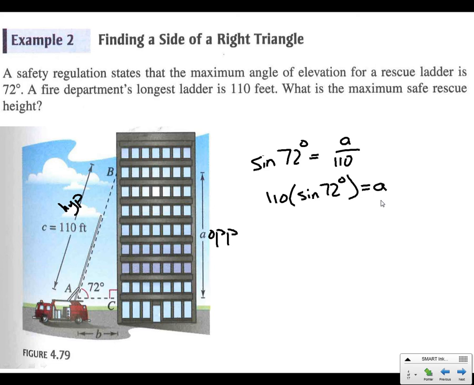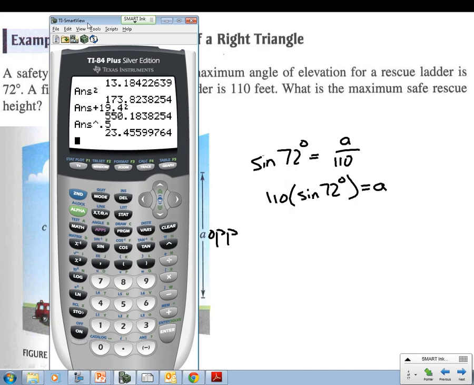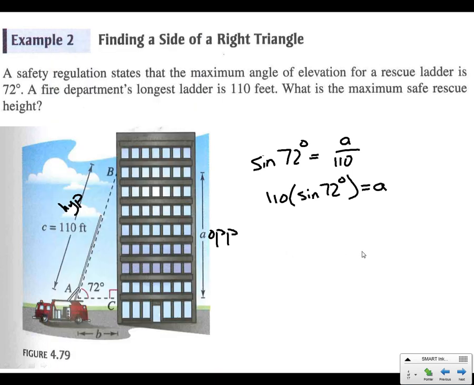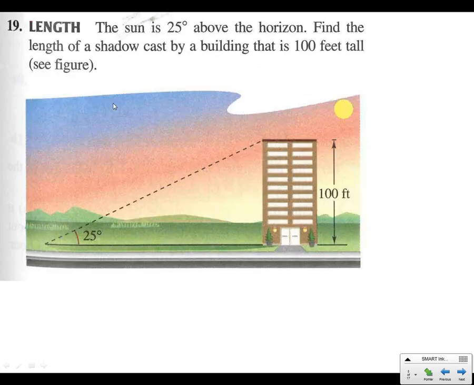Let's see what we get. 110 times the sine of 72. And we get 104.616. 104.6, and we were in feet here. All right, so we're just trying to figure out which trig function we want to use. Is it sine? Is it cosine? Is it tangent? And we'll be able to figure out the missing side. See if you can use the same thinking to figure out the answer to problem 19.